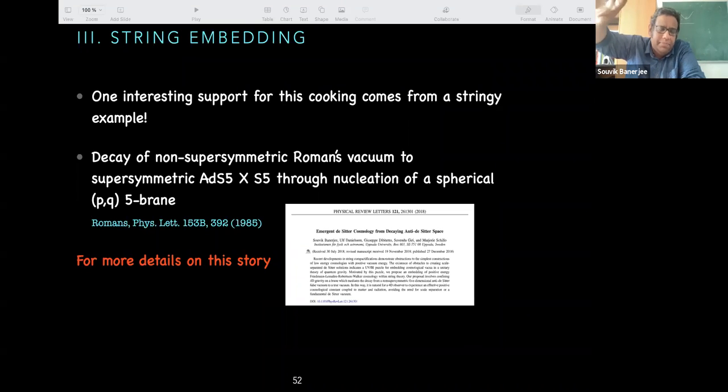And by getting rid of this G3 flux, you have a nucleation of a spherical PQ fibrane, which is a bound state of NS5 and D5. I'm not going into the details; these are in the paper. And if you want to understand, you can just contact me directly. And in a similar procedure as described by Baum and Teitelboim, you have a non-supersymmetric AdS which decays into a supersymmetric AdS vacuum. And this we can cook up very nicely from a string example.